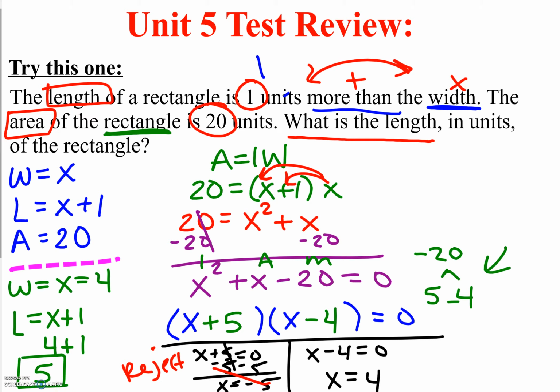We could use the word problem to check. It says the length is 1 more than the width. We know the width is 4 and the length is 1 more, so 4 plus 1 is 5. But then it also says the area of the rectangle is 20. So if we check it and see that 4 times 5 is 20, we know that we did it correctly.